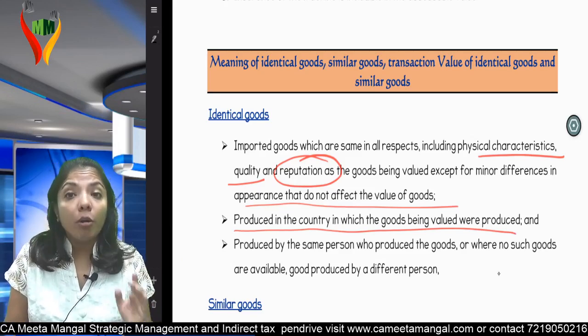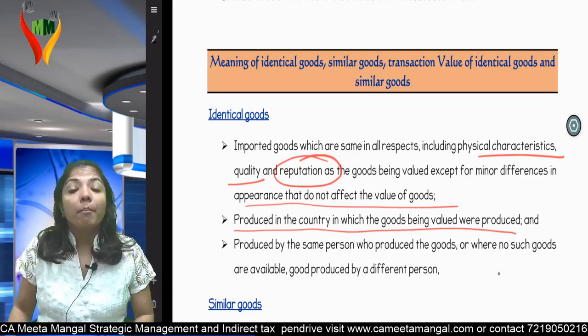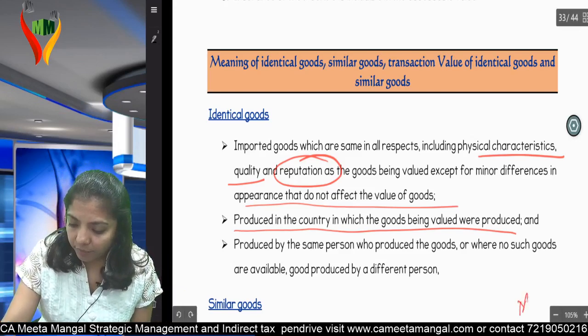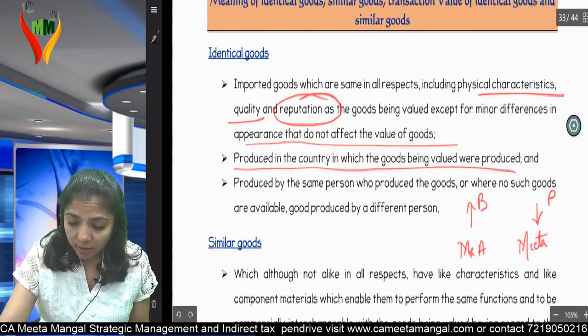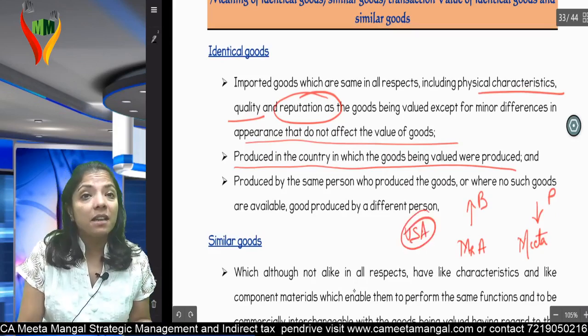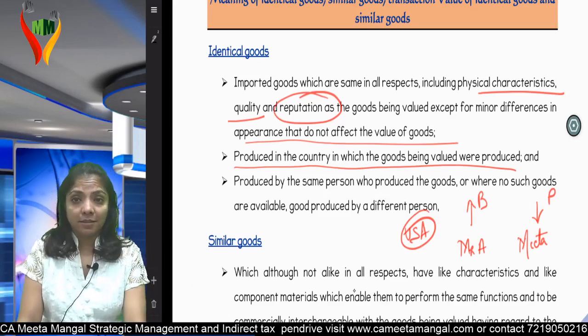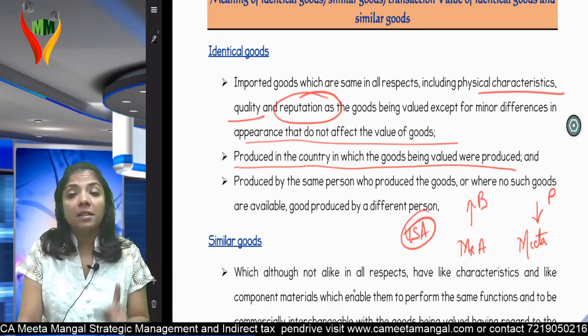Third, produced by the same person who produced the goods, or where no such goods are available, goods produced by a different person. Normally, the producer or exporter should also be same, but in this case, I will take this. What if the producer is somebody else? For example, my goods were produced by Mr. P and Mr. A's goods were produced by Mr. B. But the country is same, USA, and characteristics, quality, and reputation are same. Everything is same. That means they are identical goods. Identical means the country has to be 100% same. Ideally the producer is also same, but if by chance the producer is not same, some other producer will be taken, and should have same characteristics, same quality and same reputation.